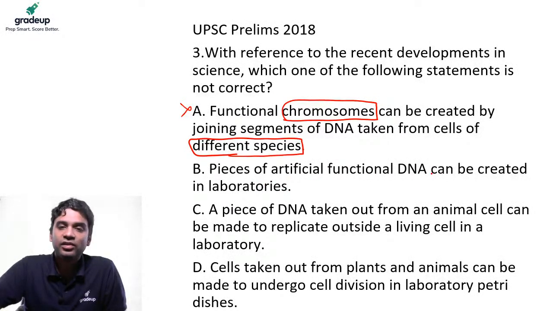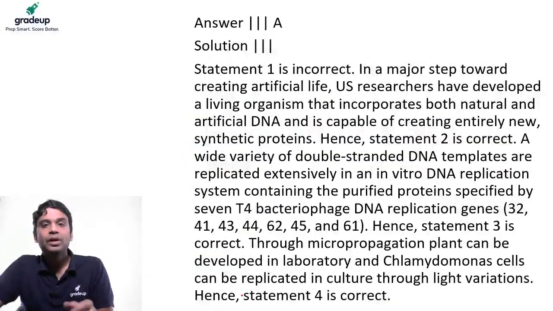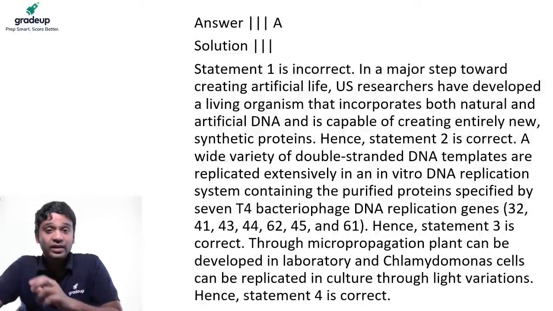A piece of artificial functional DNA can be created. I had told you, functional DNA they have created in labs. Then a piece of DNA from an animal cell can be made to replicate outside a living cell. Yes, obviously. Using E. coli, the recombinant DNA can be replicated. Cells taken out from plants can be made to undergo cell division in lab conditions. Yeah, this also can be done. Okay. So you can see one is incorrect.